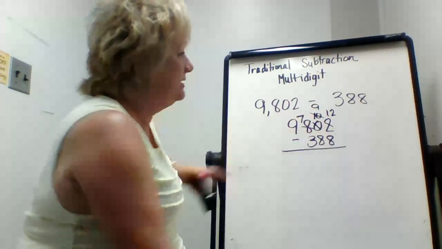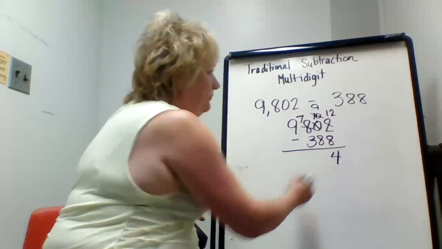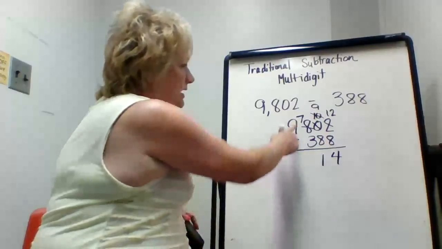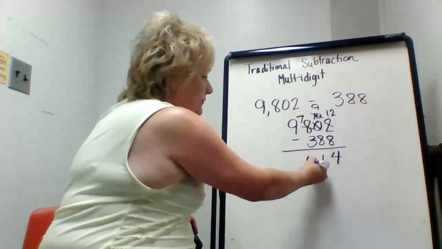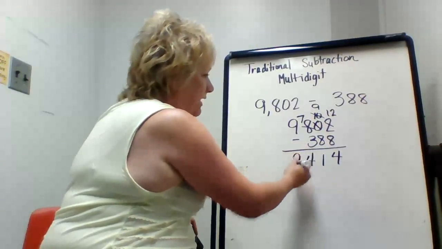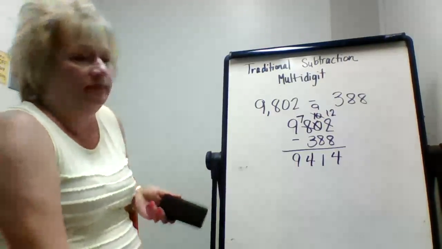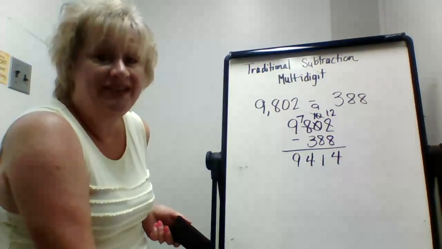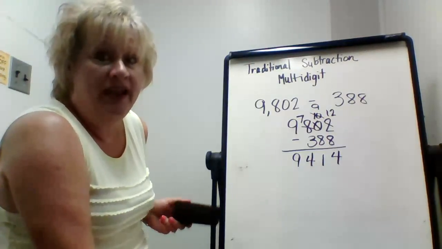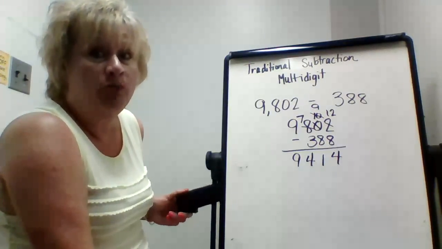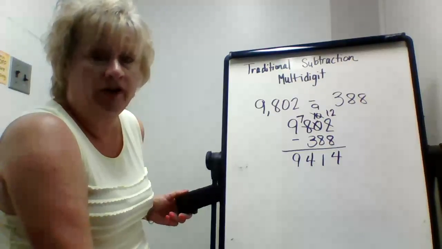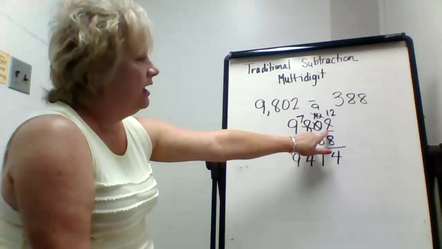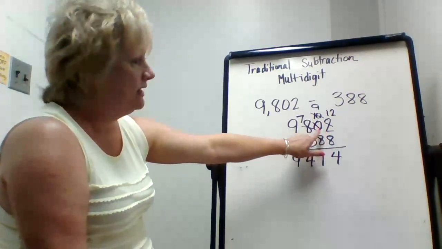So 12 minus 8 is 4. 9 minus 8 is 1. 7 minus 3 is 4. I'm just going to bring down the 9. That one was tricky. We had to borrow for just about every single spot. Never, ever go more than one place over when you go to borrow, because you'll get confused with what you have to do. So as a reminder, I had to borrow from my ones place to my tens.